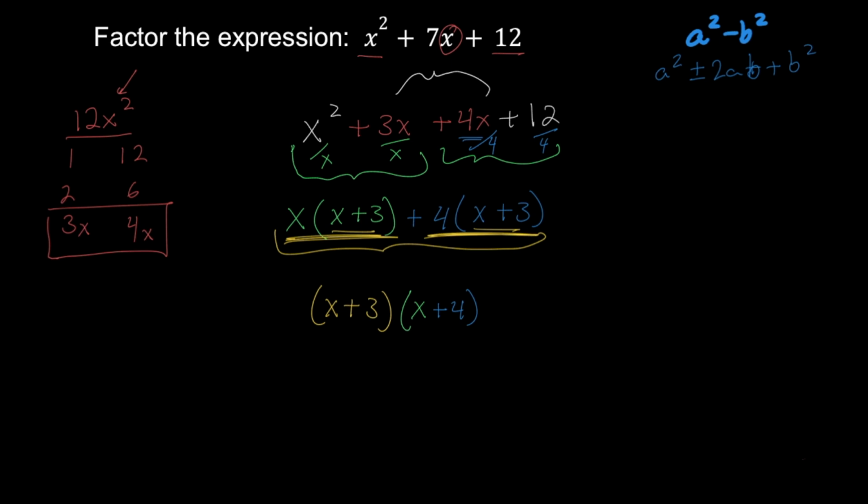Now there is a nice shortcut you can use, but the shortcut is only based on if there is no leading coefficient, or if the leading coefficient is 1. That's the only time you can use the shortcut. That shortcut just involves, once you find the combination, that's actually going to be the factors in the parentheses at the end. But again, that only works if the leading coefficient is 1.